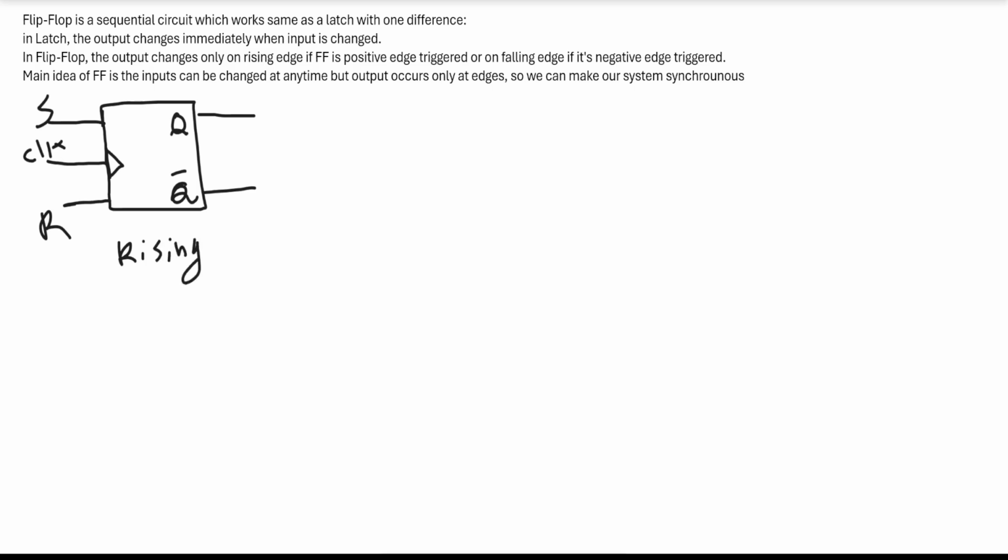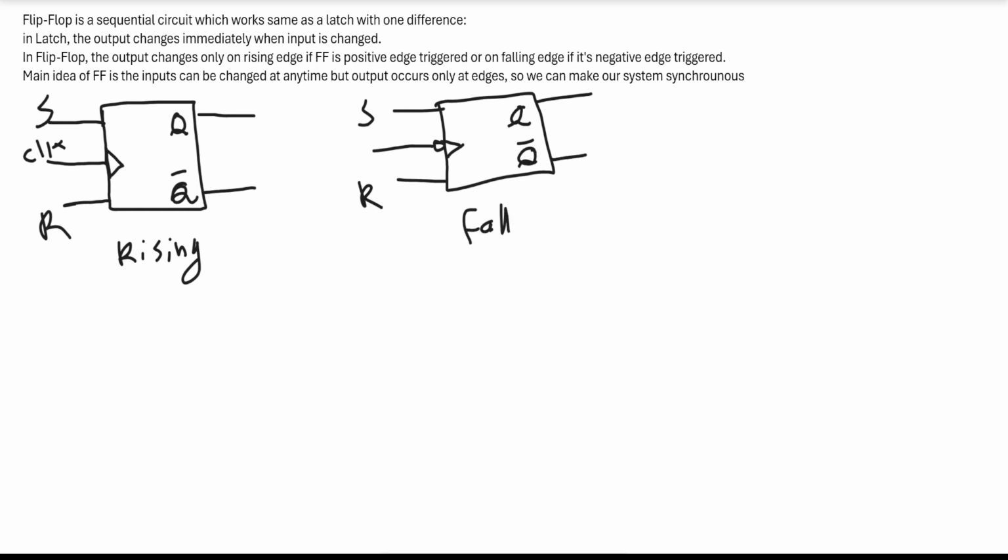And for the falling edge, it'll be a very similar symbol. We have S and R. We have the clock, but we add a little bubble here and a triangle, so we know this is the falling edge SR flip-flop, and we have the same outputs, Q and Q bar. So this will be falling edge.